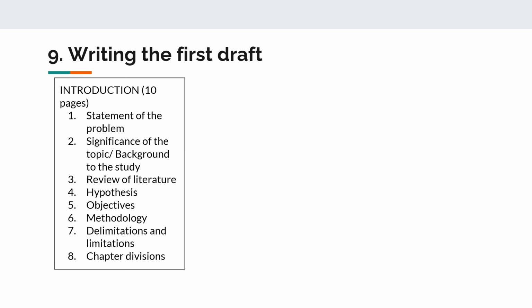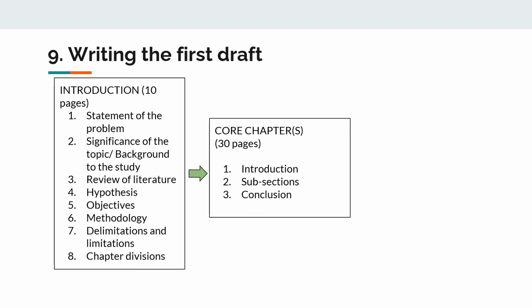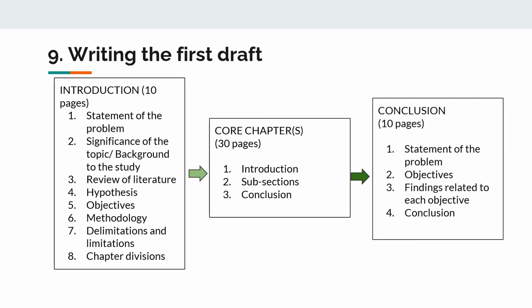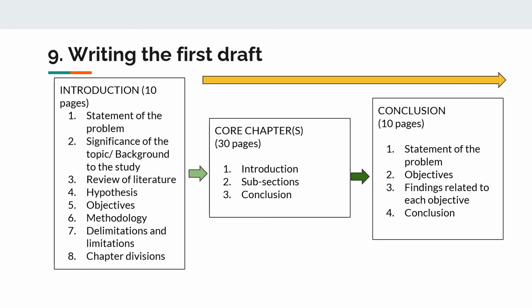We then move on to the core chapters, usually 3 in number, but this can vary, with each chapter having a clear introduction and conclusion and divided into subsections with subtitles. What we need to keep in mind is that the core chapters should be around 30 pages and the introduction and the conclusion together around 20 pages for a total of 50 pages. Once we have written the conclusion, we go back and write the introduction again.